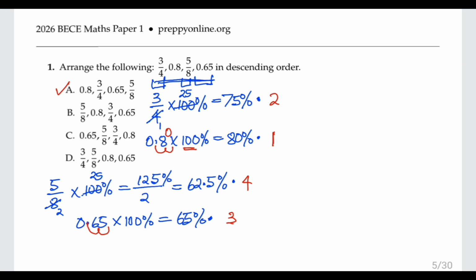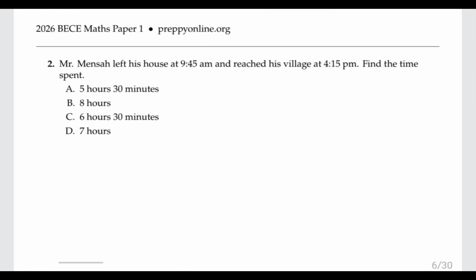So we go to the next question, question 2. Mr. Mensah left his house at 9:45 a.m. and reached his village at 4:15 p.m. Find the time spent. So there are a number of ways to do this. One way that I like is to draw a timeline, if you will. So he starts at 9:45 a.m. and he ends at 4:15 p.m. So we're trying to find the time difference between these two.